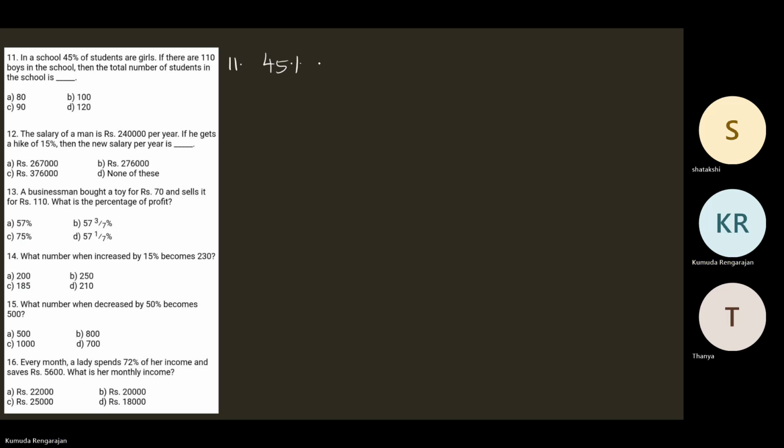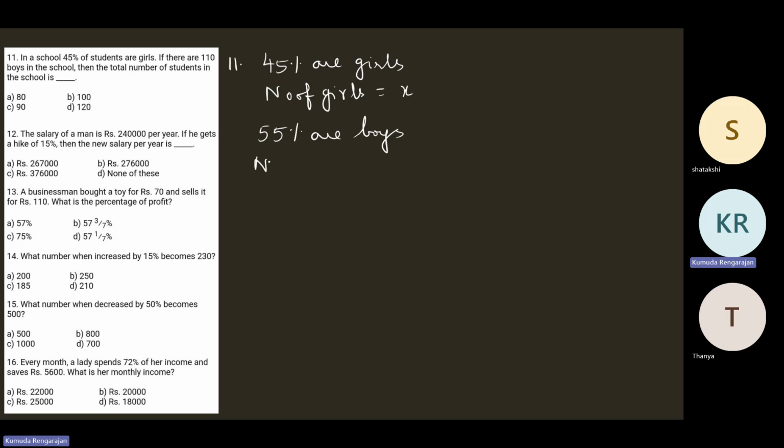45% are girls. Number of girls, we don't know, X. 55% are boys, because 100 minus 45. Total is 100%. So out of this, 45% are girls. So the remaining, 100 minus 45, 55% are boys. And number of boys, 110.